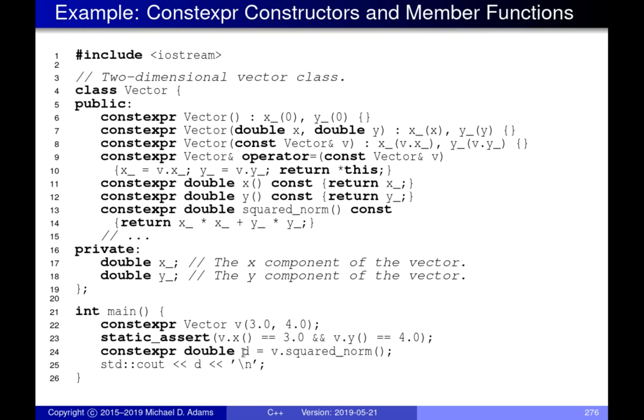But the preference would be, if it is a constant expression, it'd probably be preferable to use static assert, because that way if something went wrong, like the assertion fails, it gets flagged at compile time rather than when you're running the program. So you find out earlier. Again, it's better to find errors earlier rather than later.